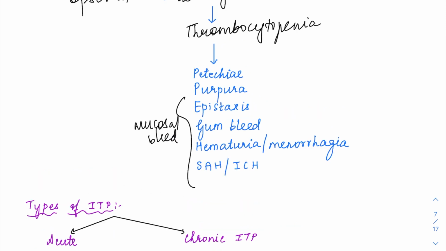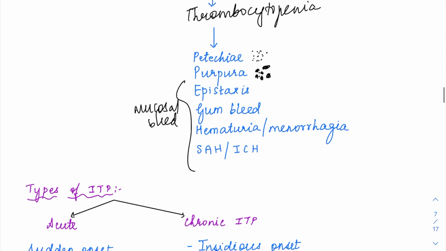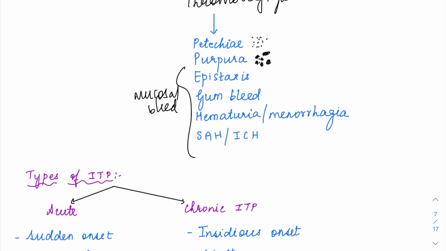Petechiae are nothing but pinpoint hemorrhages in the skin. Purpura are slightly bigger ones, okay? So petechiae, purpura, along with mucosal bleeds as in epistaxis, menorrhagia, so excess bleeding during menses, hematuria, gum bleed. These kinds of mucosal bleeds are characteristic of platelet disorders. And rarely you can get an intracranial hemorrhage, especially when the platelet count goes below 10,000. In that case, you can have subarachnoid hemorrhage and also intracranial hemorrhage. This is the most severe manifestation.